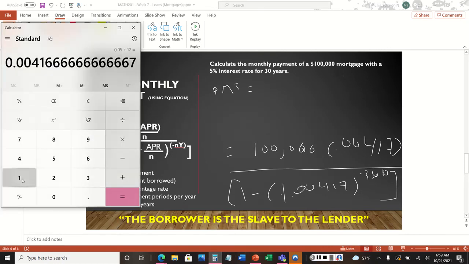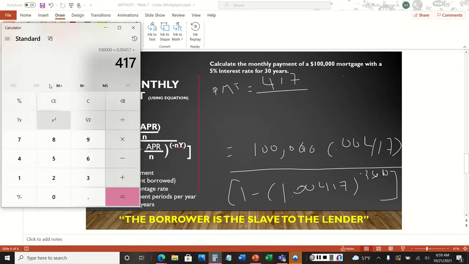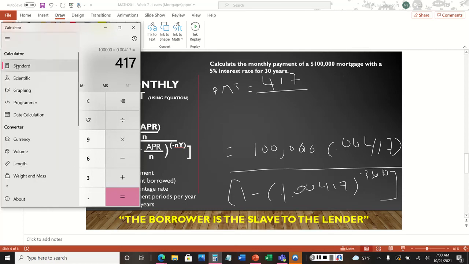So I'm going to multiply 100,000 times 0.00417. That gives me 417 in the numerator, and in the denominator, I'm going to have to change my calculator because I don't see exponent on the standard.